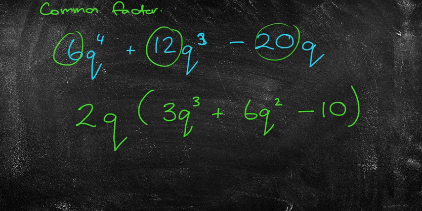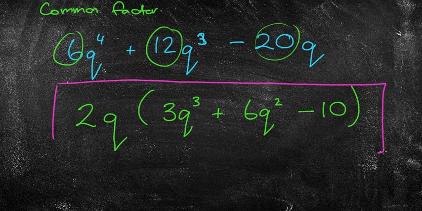And if you're not sure if you've got all the most numbers out you possibly can, look at the numbers here, noticing that I've got 3, 6, and 10. Nothing goes into any of those 3. I've got q cubed, q squared, and no q's. Nothing else goes in. Therefore, that is my most simplified answer, and I have to stop there.